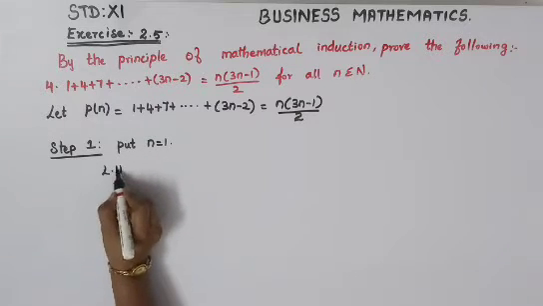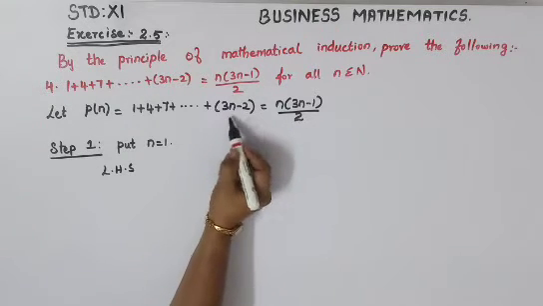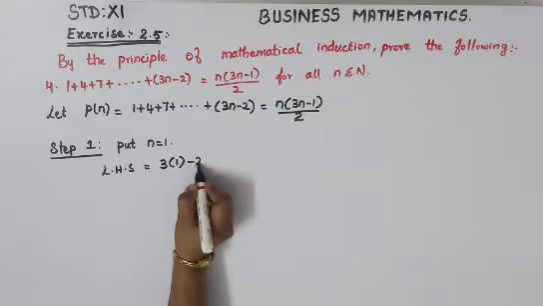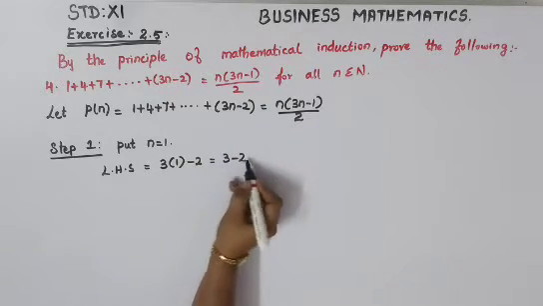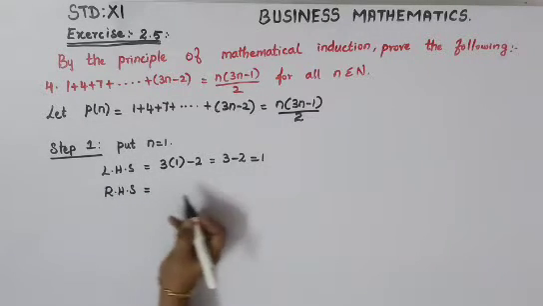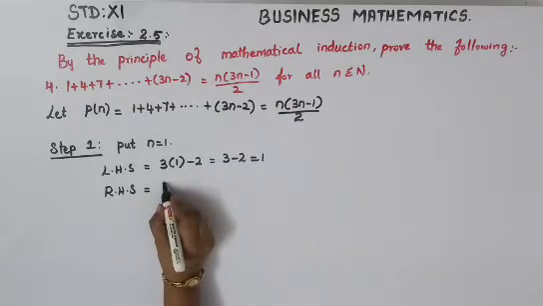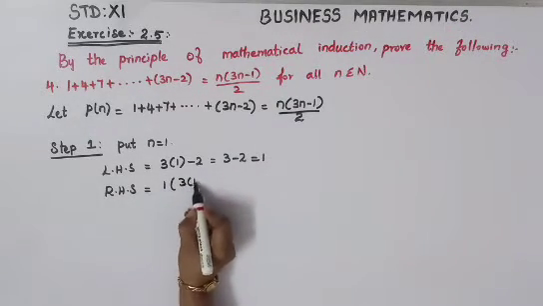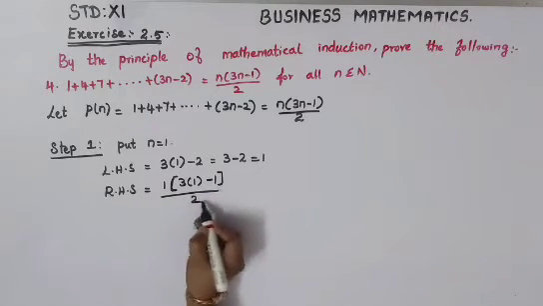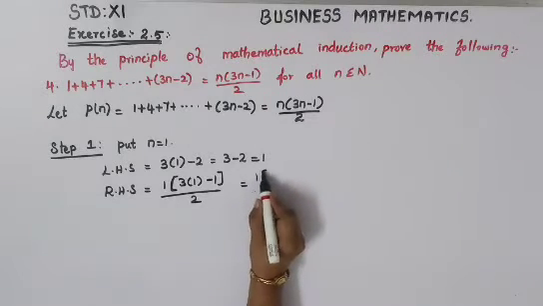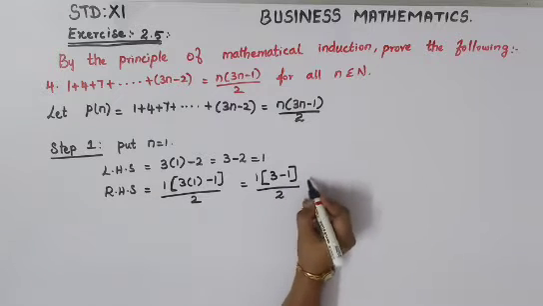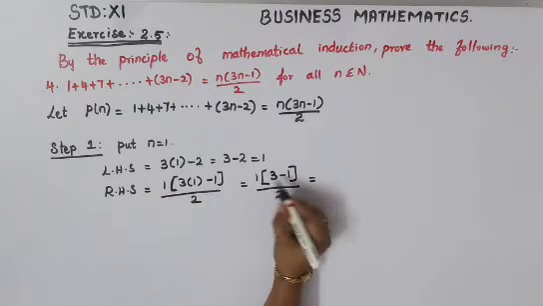So your LHS is, wherever n is there in your LHS, just substitute 1. Okay, so LHS is equal to 3 into 1 minus 2, that is 3 minus 2 is equal to 1. Now your RHS, again substitute in your RHS, n is equal to 1. Okay, so you will get 1 into 3 into 1 minus 1 divided by 2, which is equal to 1 into 3 minus 1 divided by 2, which is equal to 3 minus 1 is 2. So 2 ones are 2 again.